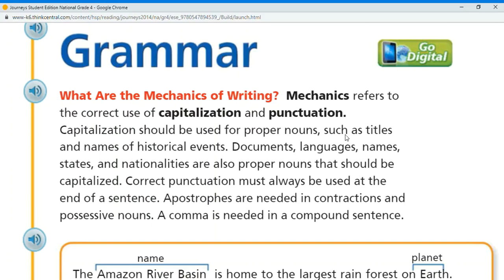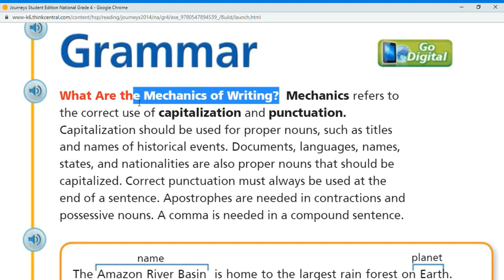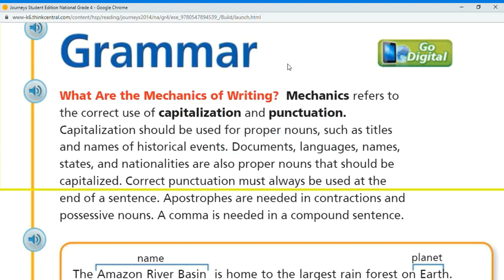So, like here, the title. Look at this. This is one of the best examples about titles. So what are the mechanics of writing? So here, guys, we capitalized each letter of our title because it's a title. Okay, so here, guys, we capitalized the W, the A, the M, and the W, but we do not capitalize the articles and the prepositions, so that's why they are not capitalized.